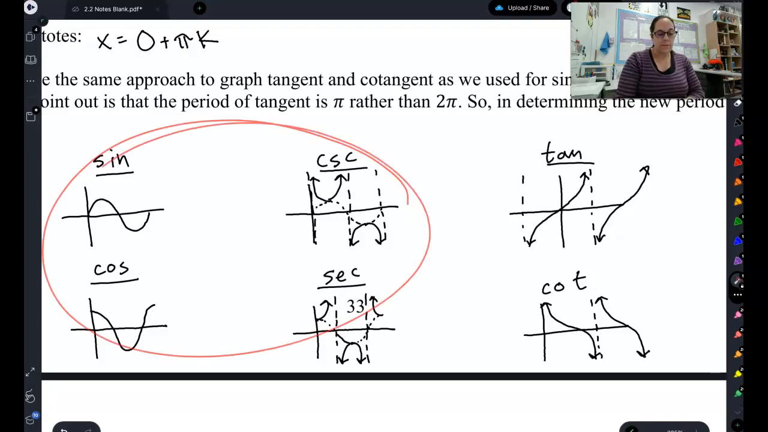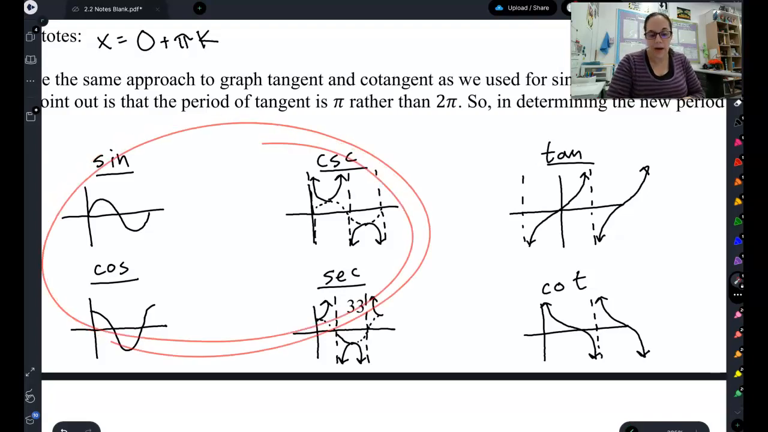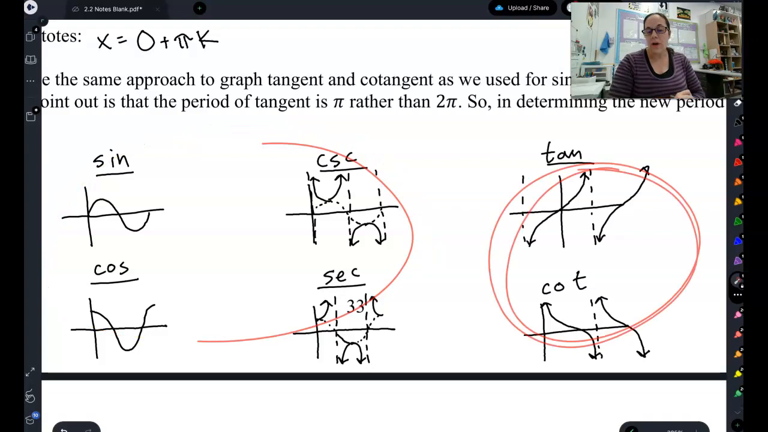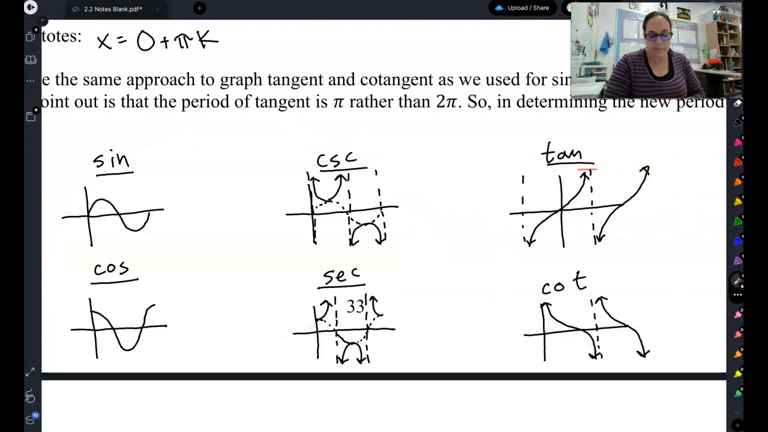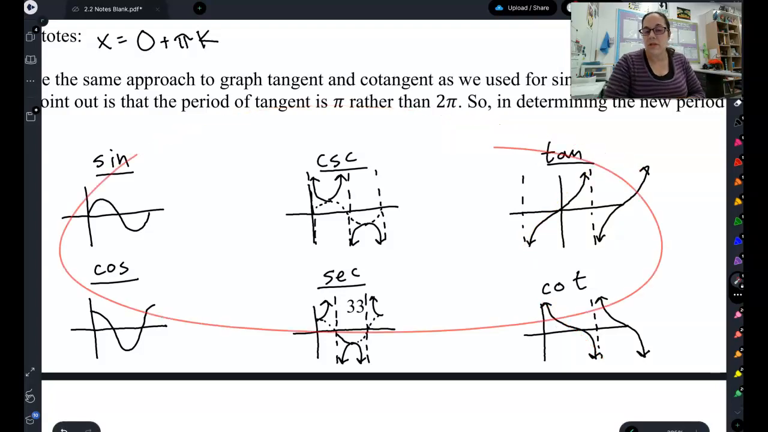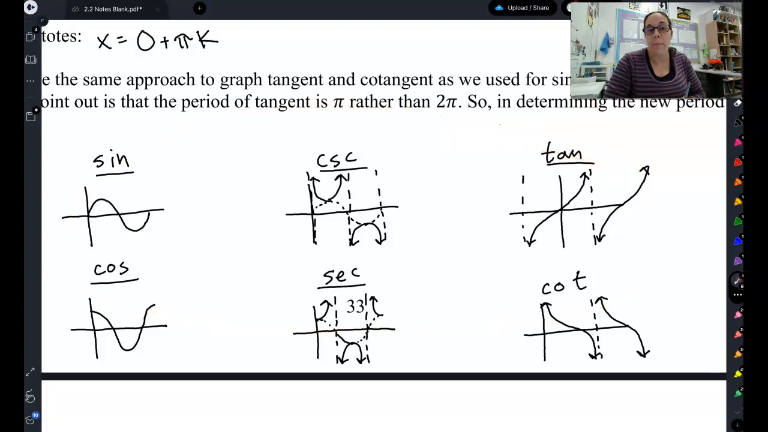Next, these 4 all have a period of 2 pi. These 2 have a period of pi. Lastly, tangent is increasing from left to right. Cotangent is decreasing from left to right. So knowing all these patterns, these are the 6 graphs that you need to have memorized for 1060. Using these graphs in the next video, we're going to do some transformations of our tangent and cotangent graphs.